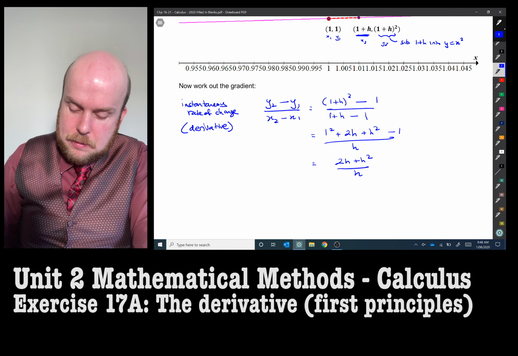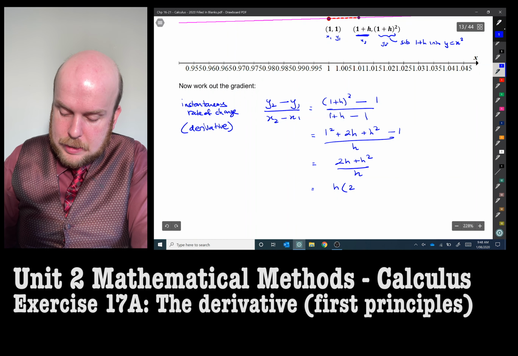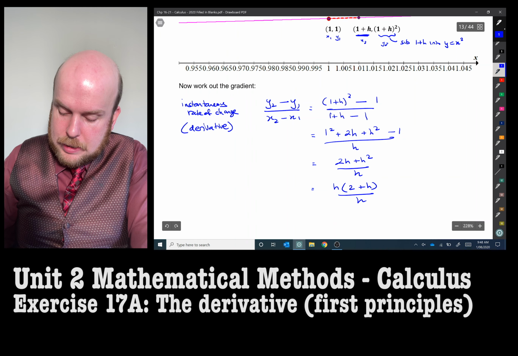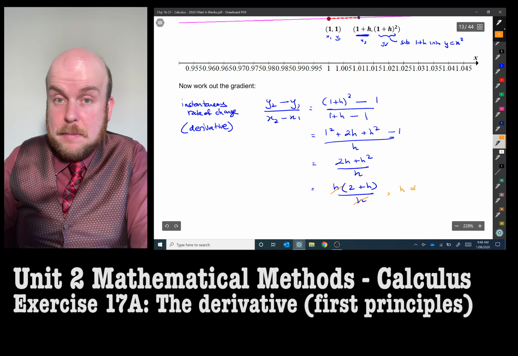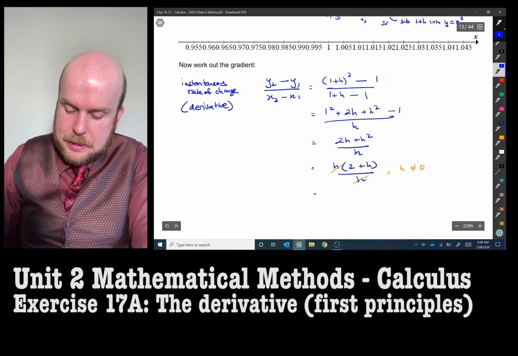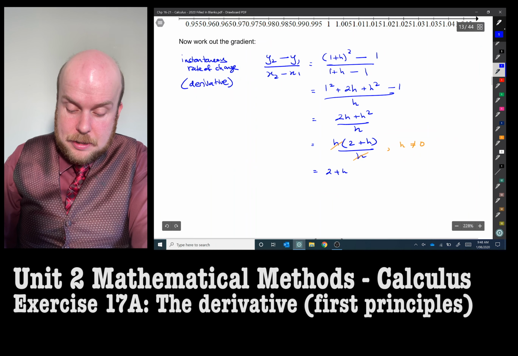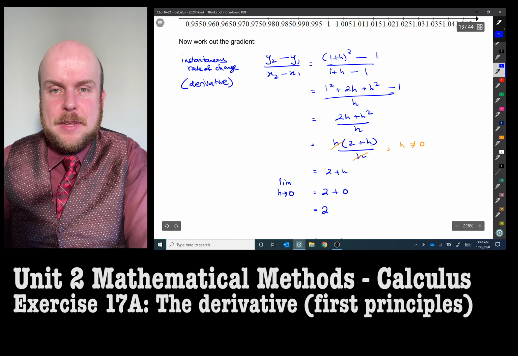And then what we're going to do is we're going to simplify. And we'll take those h's out, given that h does not equal 0, making sure that we don't say that. And then we get 2 plus h. So now the limit as h approaches 0, we get 2 plus 0, which is equal to 2.